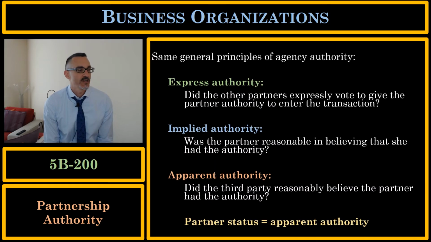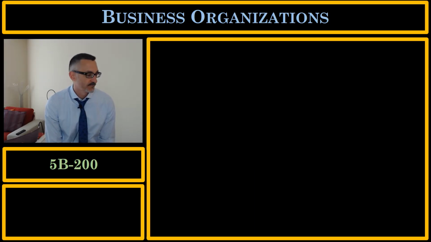Let's talk about partnership authority. We already know that it's basically the same as the authority we've already studied for any other type of agent. There's express authority, implied authority, and apparent authority. The one kicker in the partnership context is that I, as a partner, would have apparent authority to bind the partnership simply by virtue of my status as partner. My status as partner gives me apparent authority to bind the partnership. Let's talk about that in a little bit more detail.